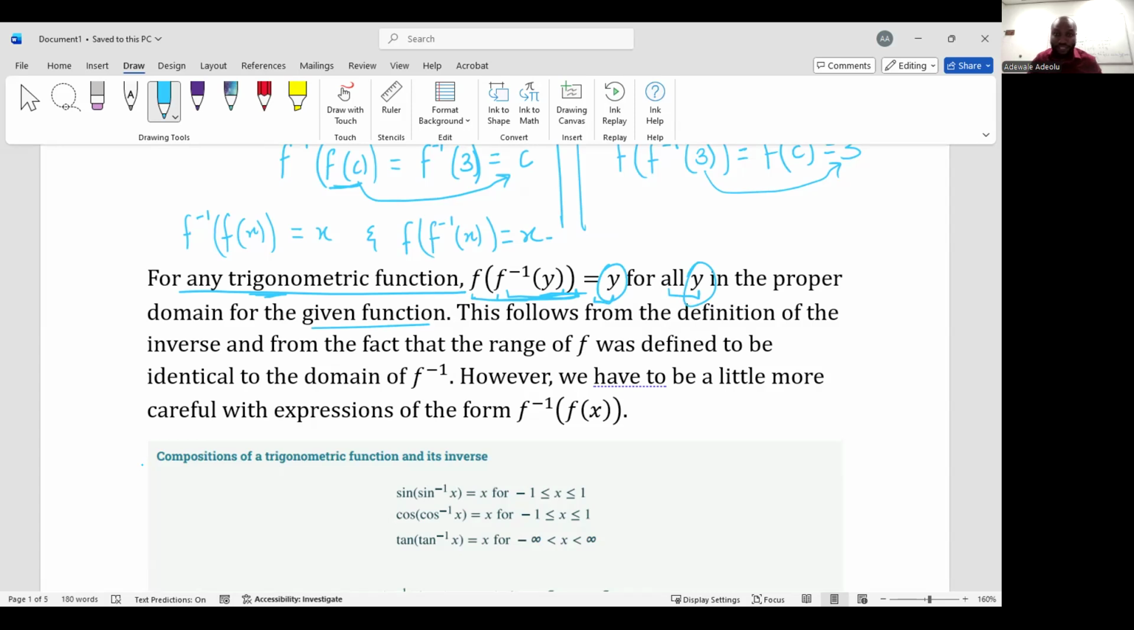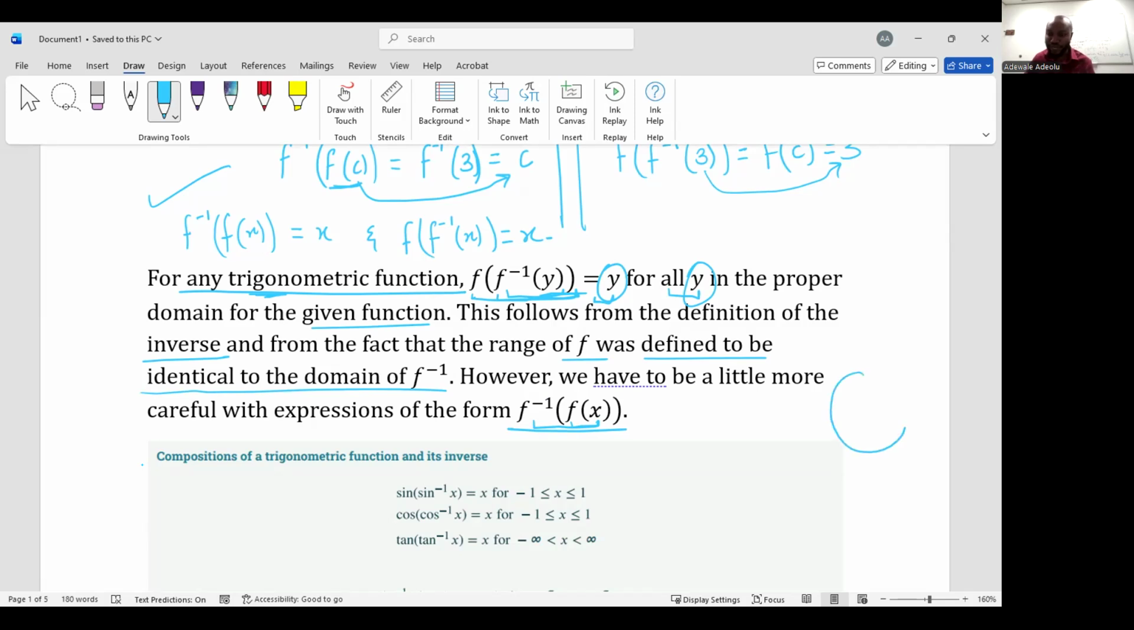Okay. This follows from the definition of inverse, just like I just explained over there, and from the fact that the range of f was defined to be identical to the domain of f inverse. However, we have to be a little more careful with expressions of this form. Why? Because when I compute f of x, I am getting a ratio. Now, when f inverse acts on that ratio, I'm going to get an angle.